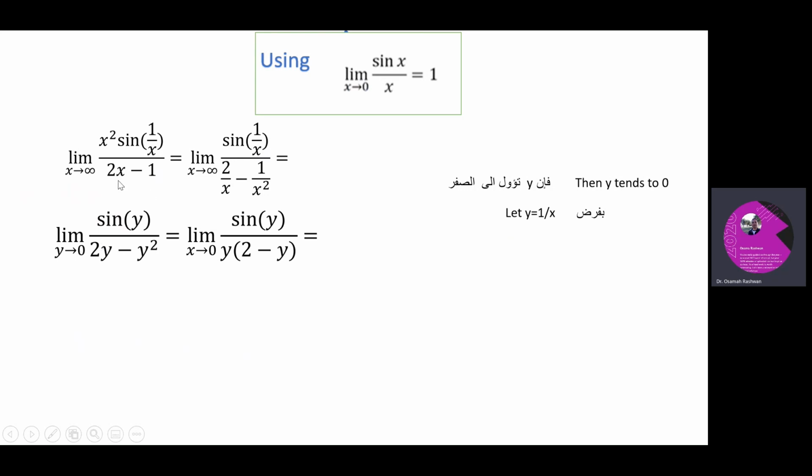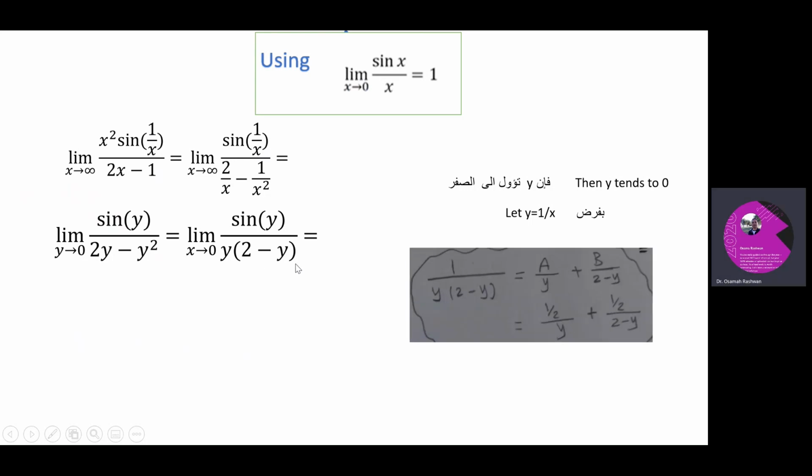1 over x is y, 2 over x is 2y, and 1 over x squared is y squared, right? So I take y as a common factor. In this case, forget about the sine y for a little while and take 1 over y times 2 minus y, and use partial fractions.